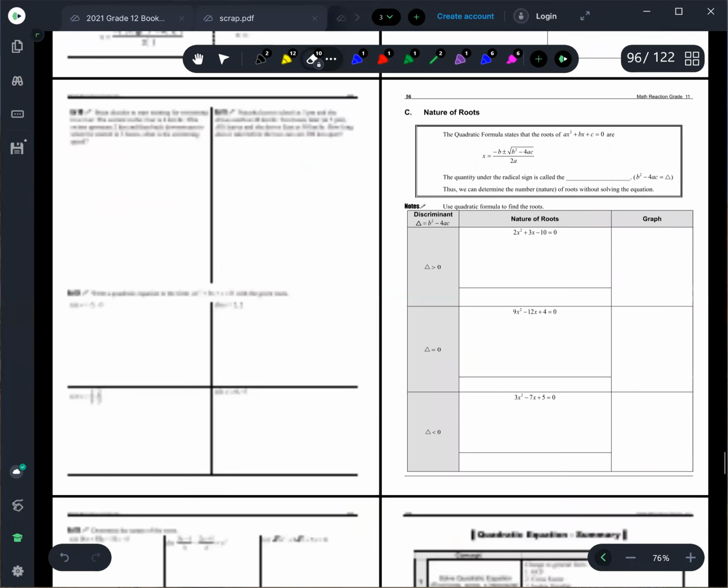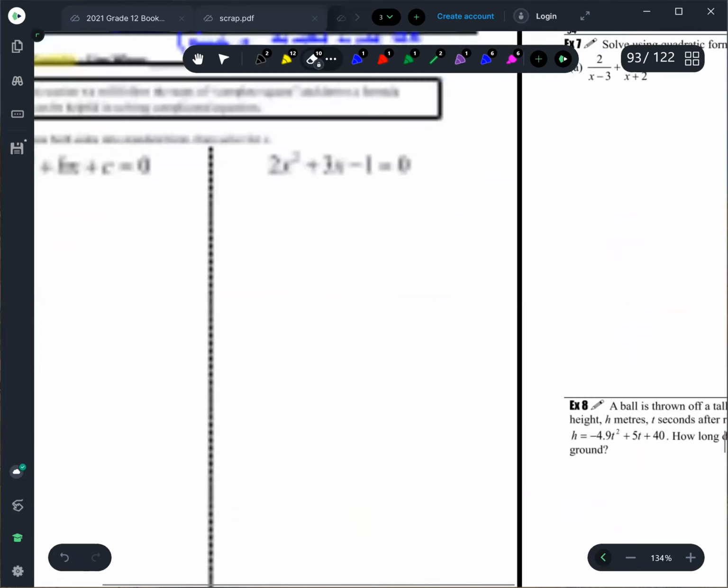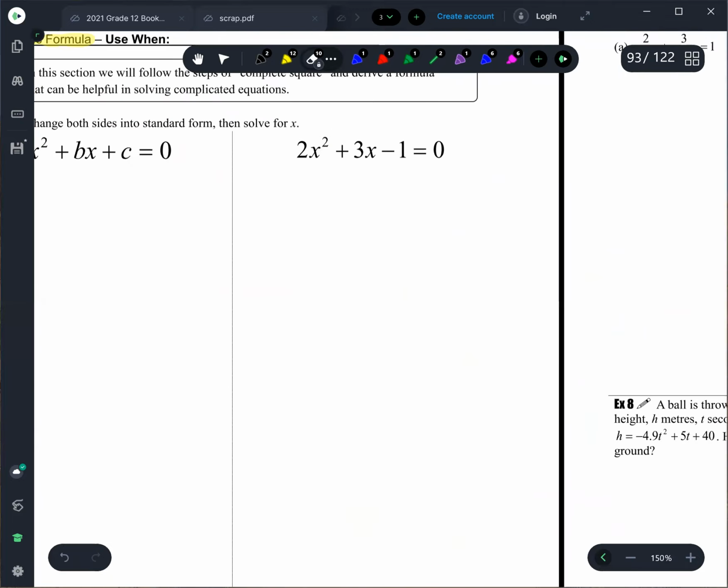Same thing. This one, the 2 is not divisible into 3, right? So you have to keep it in fractions. Right, so please complete the square. Let me know once you get to the standard form.